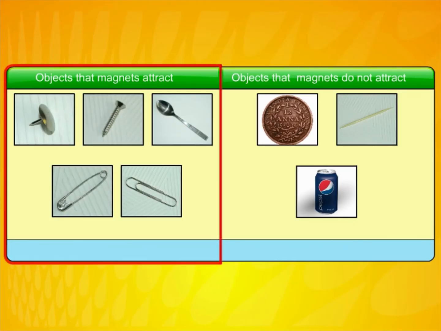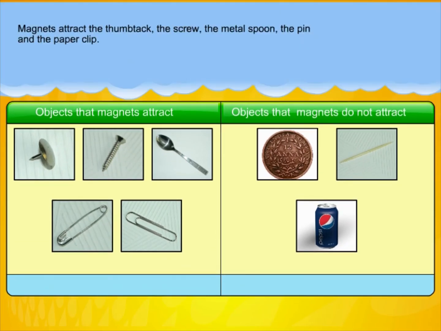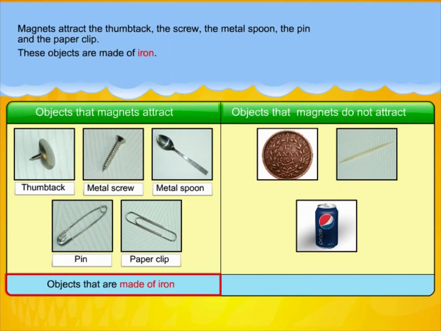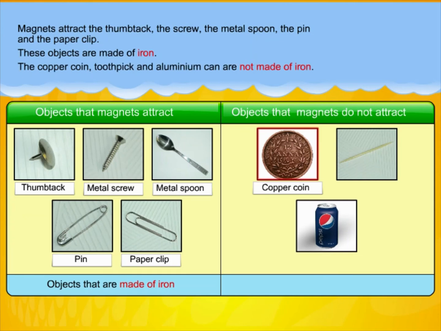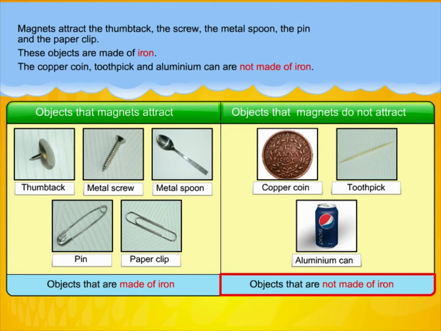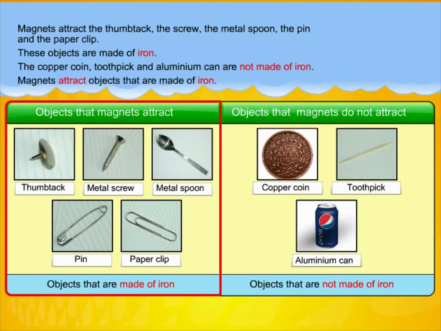Magnets attract some objects and do not attract the others. Magnets attract the thumbtack, the screw, the metal spoon, the pin, and the paperclip. These objects are made of iron. The copper coin, toothpick, and aluminum can are not made of iron. Magnets attract objects that are made of iron. Hence, to conclude, we can say that those objects that get attracted to magnets are called magnetic materials, and those that do not get attracted to the magnets are called non-magnetic materials.